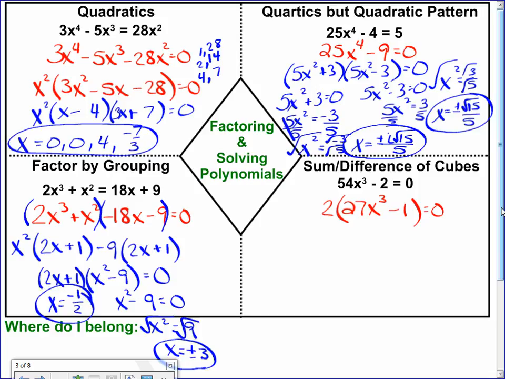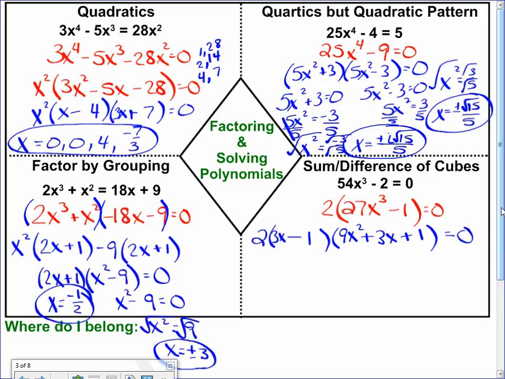And then the last one, sum and difference of cubes. How do you fill in your signs? So, same. Good. Cube root of 27x cubed. It's 3x. Cube root of 1. Square, multiply, square. So what's 3x squared? 9x squared. What's 3x times 1? 1 squared. So there it is factored.